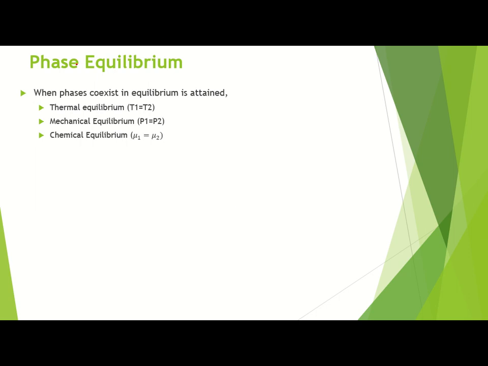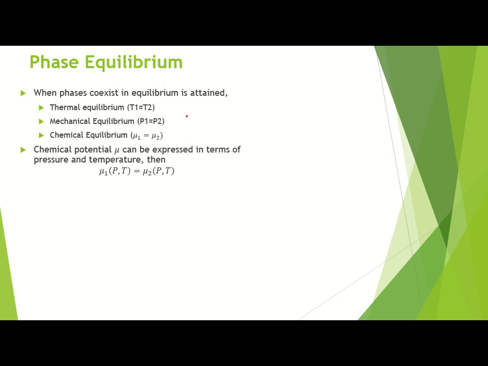So in general, the equilibrium is defined in thermodynamics at least in three different ways. One is the thermal equilibrium. That means when you have the systems having similar temperatures. Let's say phase 1 is at T1 and phase 2 is at T2. When the temperatures of these two phases are equal, we will have a thermal equilibrium. Similarly, if pressures are equal, we will have mechanical equilibrium. And if we have chemical potentials equal on both the sides, then we will have chemical equilibrium. And together we can call it a phase equilibrium.